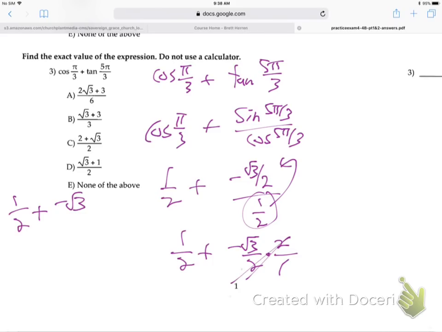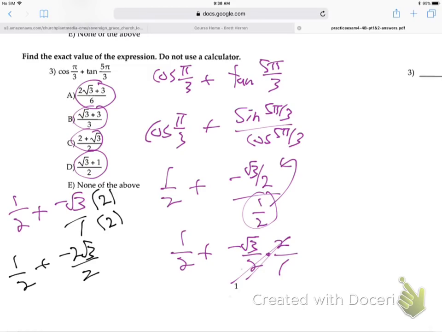Now, I don't see that answer there. Should I do none of the above? No. They combined them. See how this is one fraction, one fraction, one fraction, one fraction? That means they combined them. They didn't leave them as two separate things. They put them together, didn't they? So I've got to combine them as well. That means put this guy here over 1, multiply top and bottom by 2, and I get a half plus negative 2 root 3 over 2. So put that together, 1 minus 2 root 3 all over 2. There it is combined with a common denominator. Does that make sense?